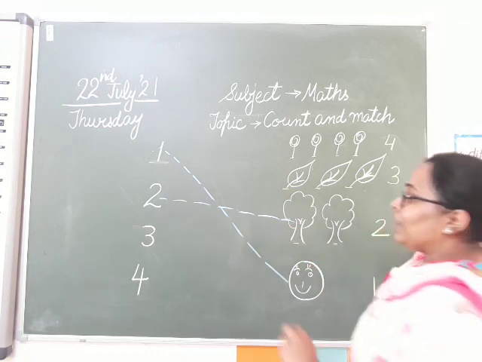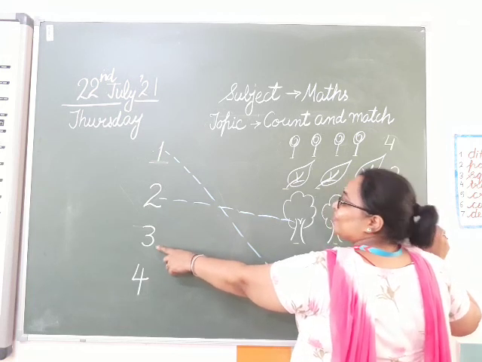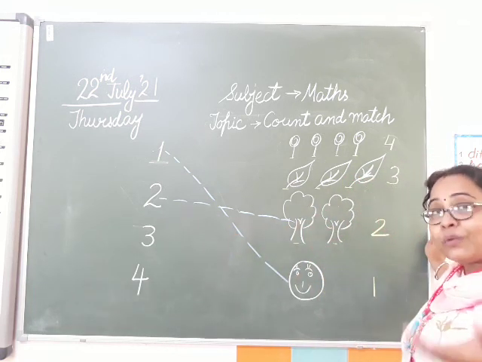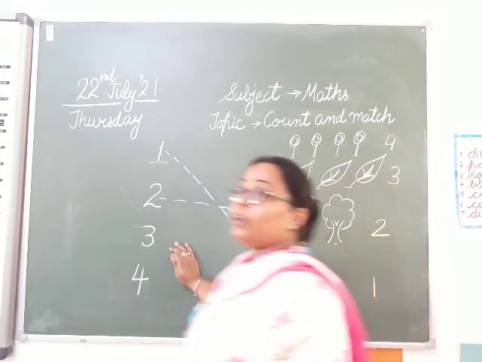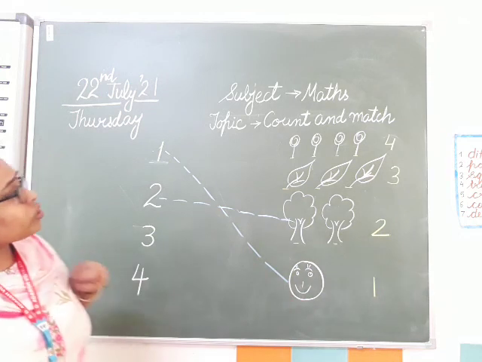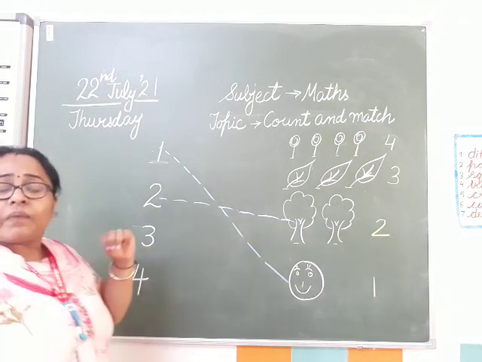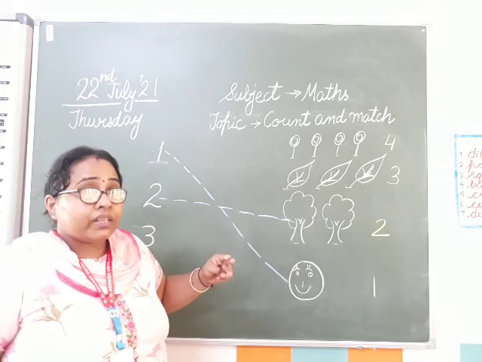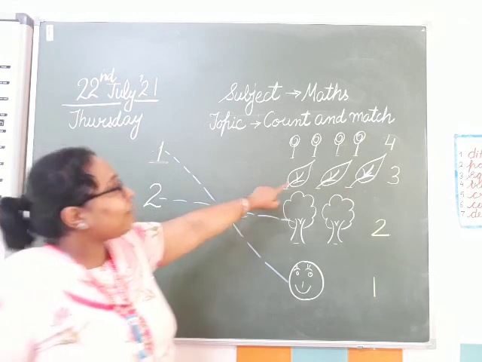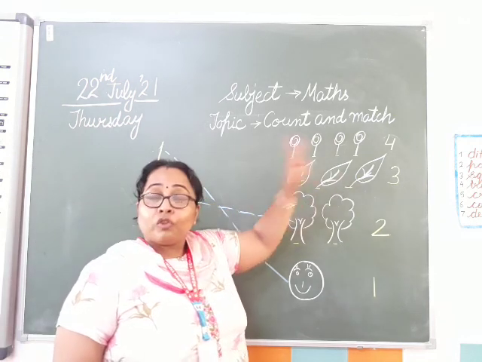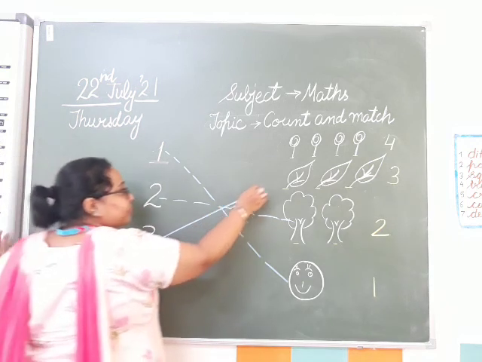Next. Now, what number is this? Three. Very good. So, you all know how to identify the numbers. So, now here we have number three. Now, can you tell me which object we have in three counts? When we counted them, leaf. Yes, we found we have 1, 2, 3. 3 leaves. So, let's match it with leaf.